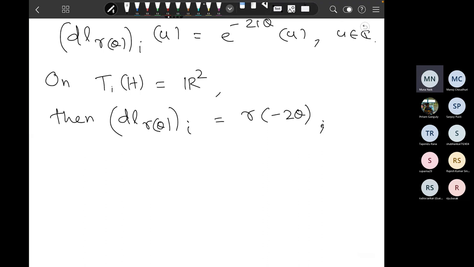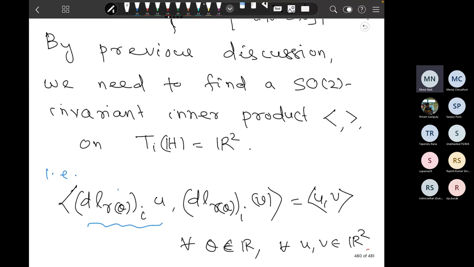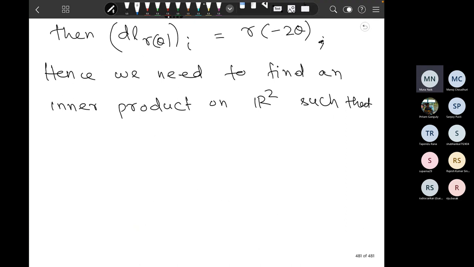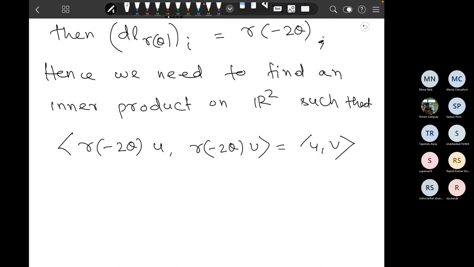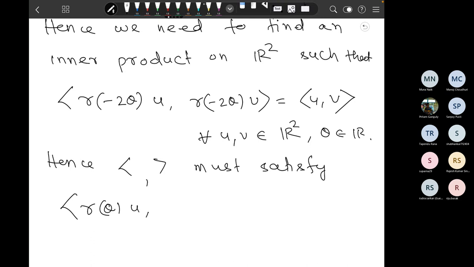So hence we need to find an inner product on R2 such that, since dL_R theta at i is equal to R minus 2 theta, from this line you will get what you need: an inner product on R2 such that the inner product of R minus 2 theta u and R minus 2 theta v is really the inner product of u and v, for all u, v belongs to R2 and theta belongs to R. Hence this inner product must satisfy this. So since theta is arbitrary, you can really use this thing.